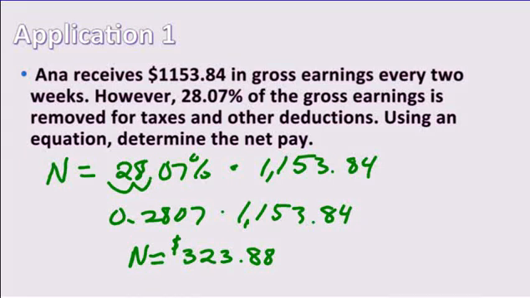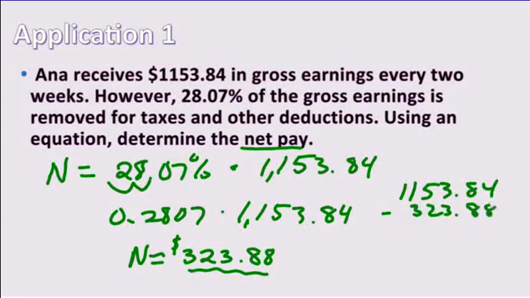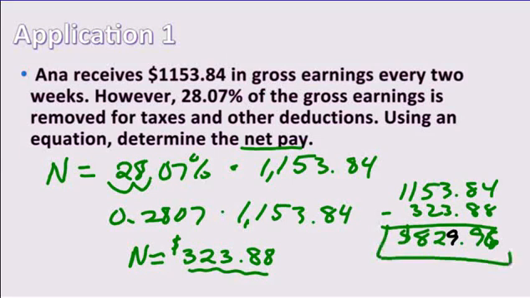So this is the deductions, but they're asking for her net pay. What is her pay after taxes? So I would have to take my $1,153.84 and subtract the 323.88 from it. 1153.84 minus 323.88 gives us $829.96. So this would be her net pay. That's what her paycheck would come out to be.